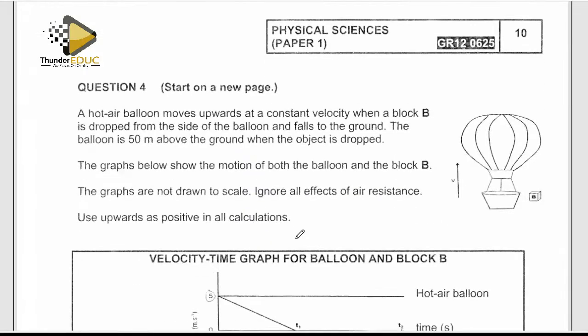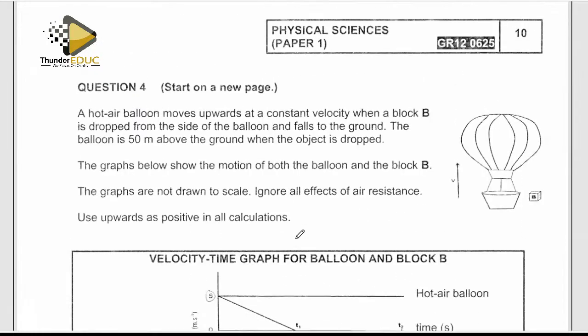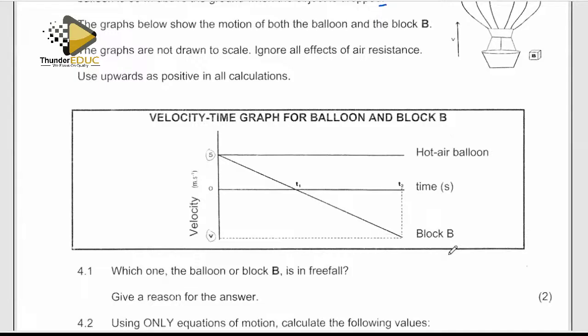Then question number 4. They're telling us that a hot air balloon moves upwards at a constant velocity when a block B is dropped from the side of the balloon and falls to the ground. The balloon is 50 meters above the ground when the object is dropped. The graphs below show the motion of both the balloon and the block, and then the graphs are not to scale, ignore. So upwards, positive, no calculations. It's not really a big deal there.